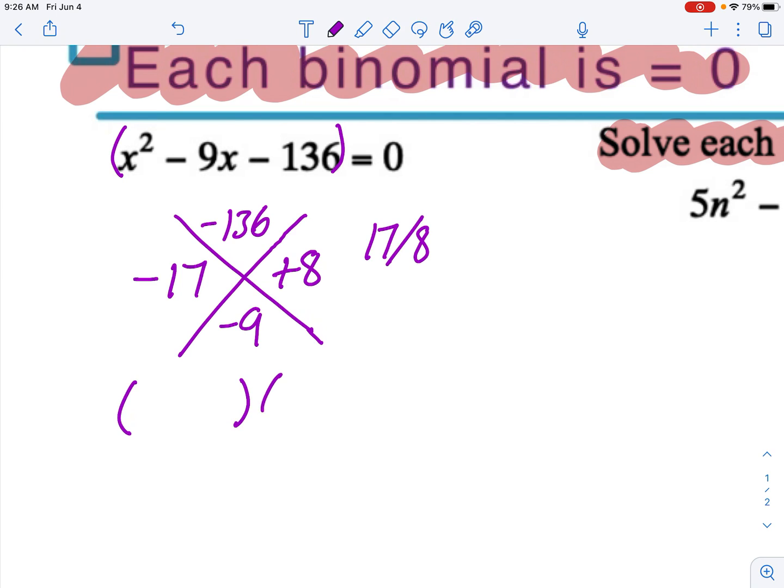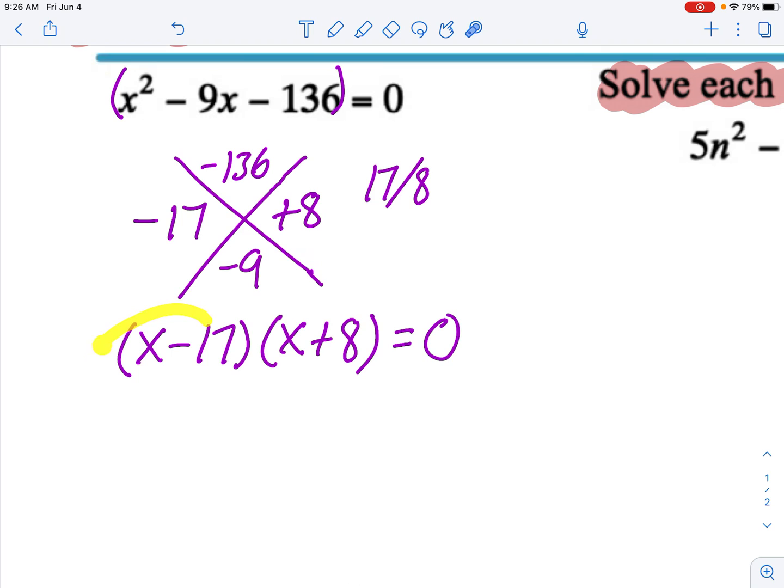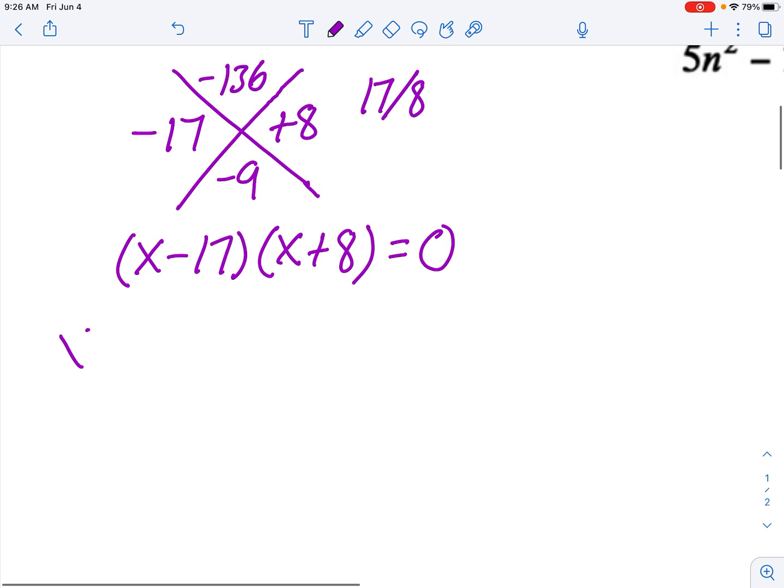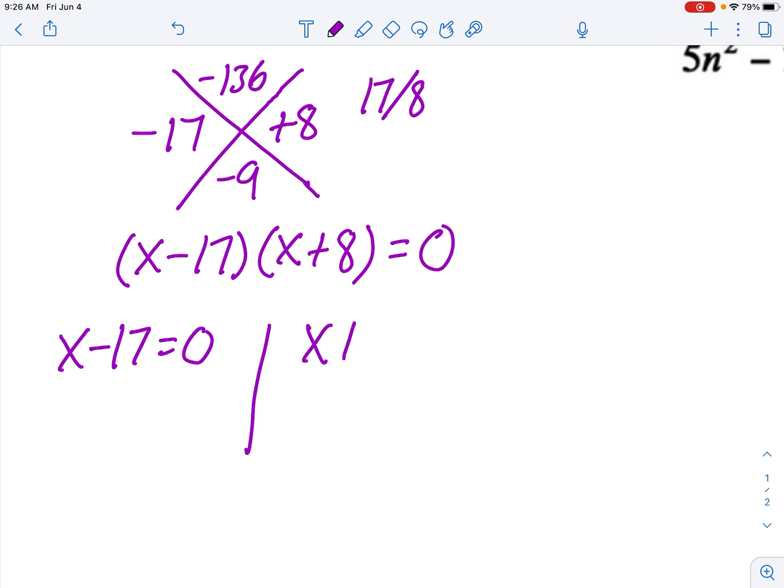So we set up our parentheses as we usually do, right? X squared means each parentheses gets an x, minus 17 plus 8. But kiddos, we cannot forget this equals 0 here. So let's bring this down. So now what's going to happen is each of these parentheses is going to get their own equal 0. So it's going to be x minus 17 equals 0 and x plus 8 equals 0.